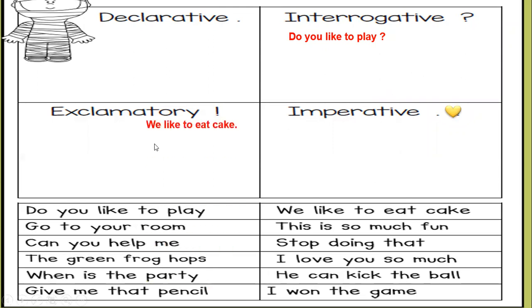We put it in the declarative. Very good. Next: go to your room. Where do we put it? Yes, very good. It's imperative. Great, guys. This is so much fun.